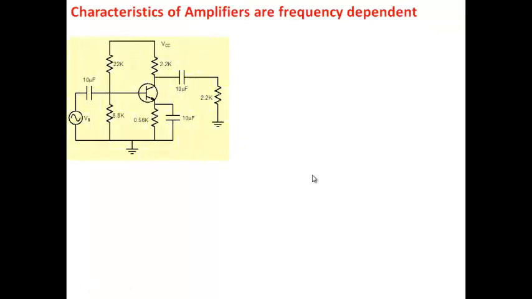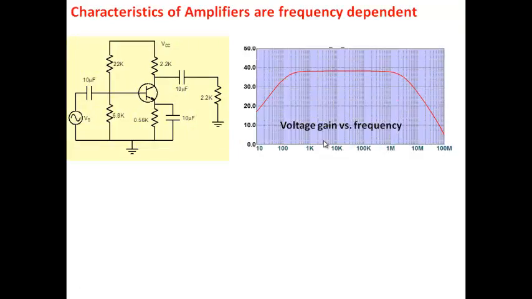As I've mentioned before, if we take any amplifier, here is a general characteristic of the amplifier with respect to frequency. Here we have plotted voltage gain versus frequency. A general feature is that the voltage gain drops at lower frequencies and drops at higher frequencies also. In the middle, it's relatively constant. So this is the mid-band frequency range.